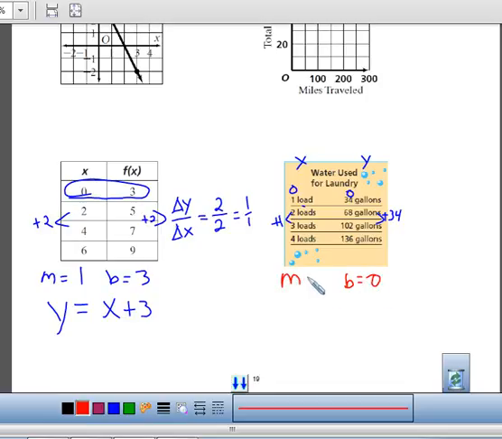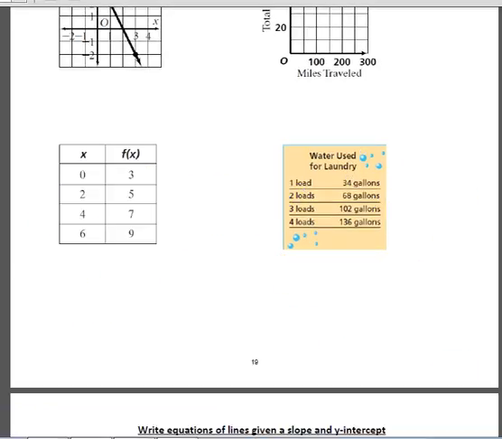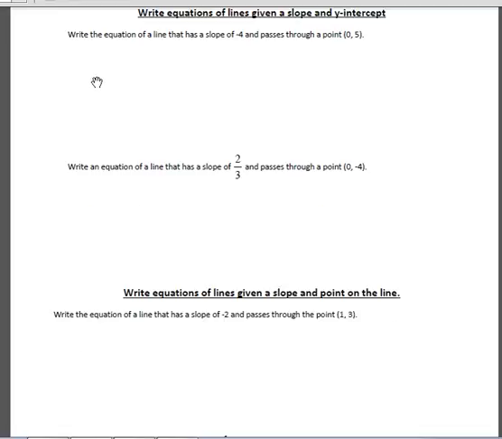We still need to find our slope, but I think it's pretty obvious what it's going to be. Change in y over change in x. y is increasing 34 every time, while x is increasing by 1, so our slope is 34. The equation is y equals 34x. Now, don't put plus 0 because you don't have to. Alright, pretty simple. So let's get on to something a little more challenging on page 20.